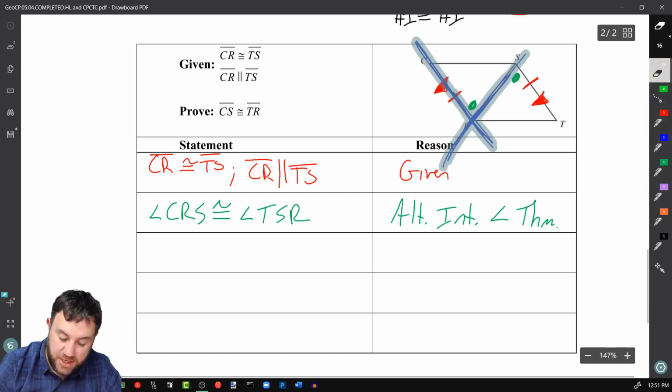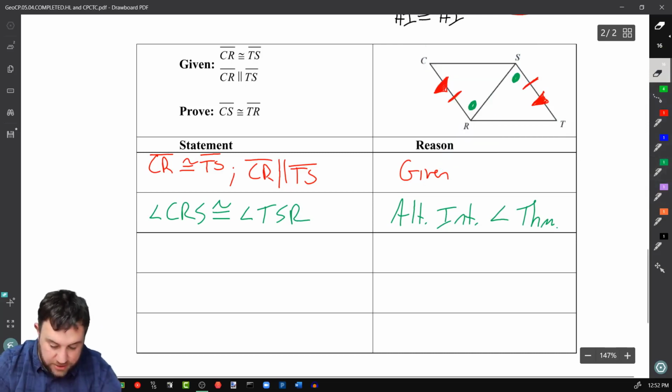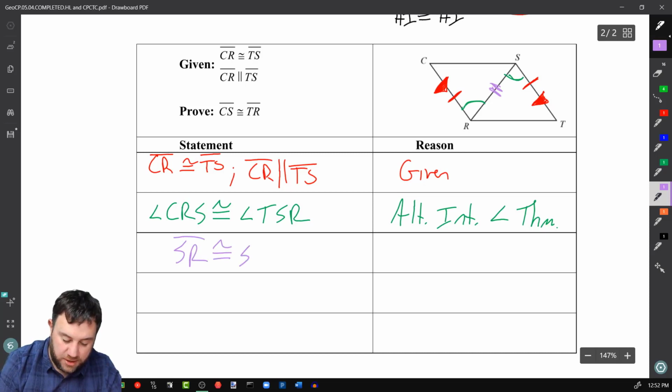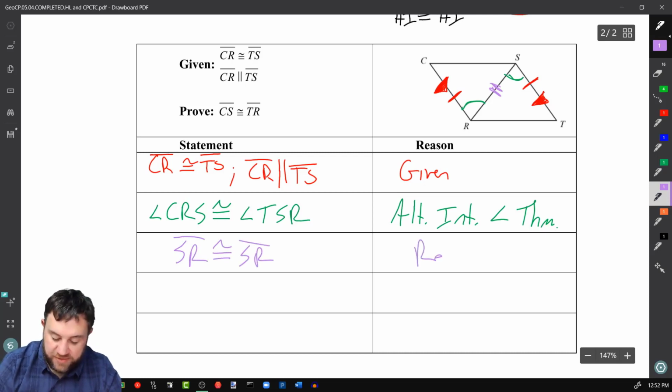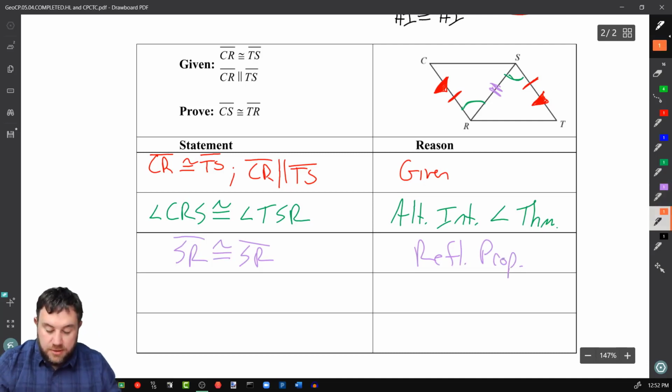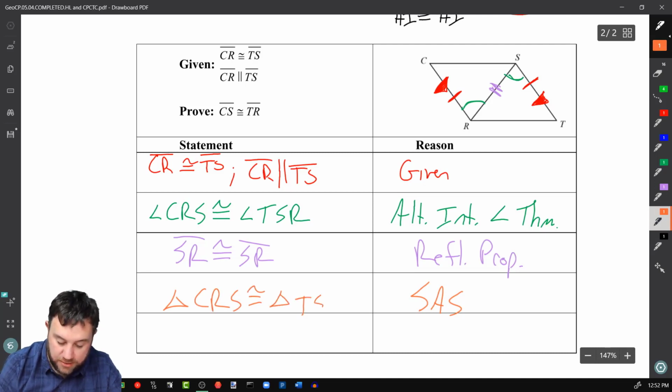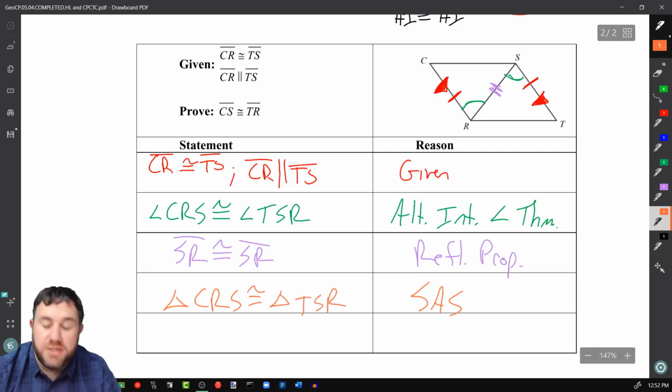I'm going to erase my parallel line extensions and mark these two angles. Then we have this side that they share. So SR is congruent to SR, and that's by the reflexive property. And so now we have enough information using side angle side to say that triangle CRS is congruent to triangle TSR, but that's not what we wanted to prove.